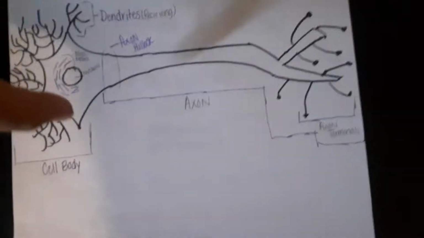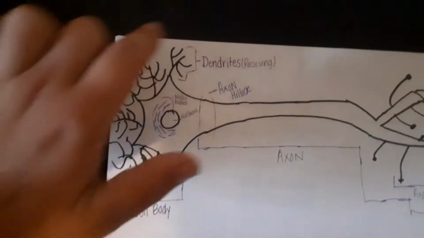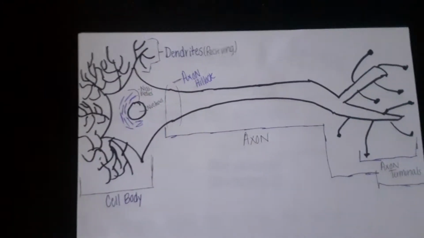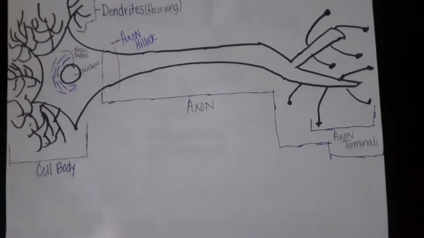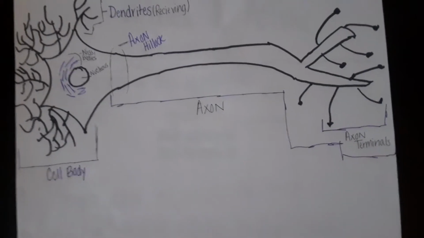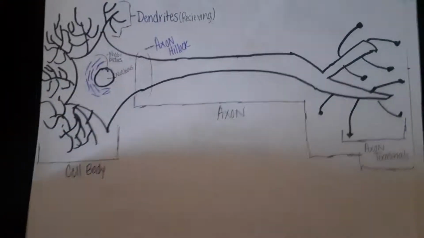So information is sensed by these little dendrites up through here from the nervous system, and it shoots all the way down this axon to the terminals where we have the ending where the stimulus is acted upon.